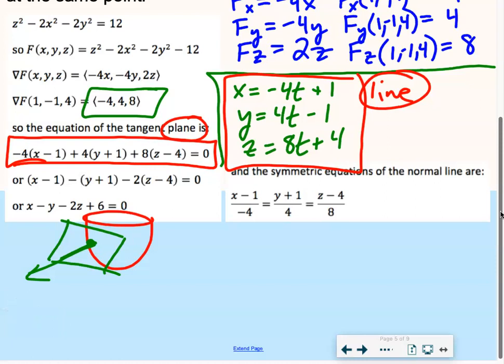Yes, Anna. So is the plane tangent to that surface? Tangent to the surface. Do you want me to do it in Grapher? Then you can see it nicely? Okay. All right. So here, let me write them down. Our equation: z squared minus 2x squared minus 2y squared.